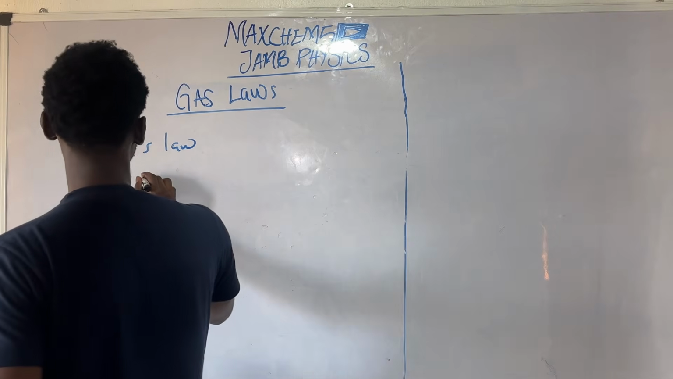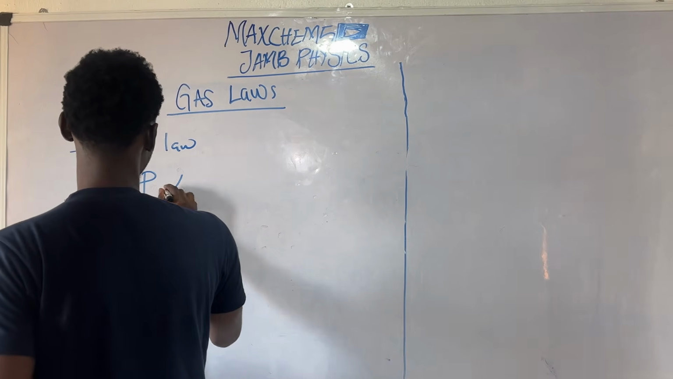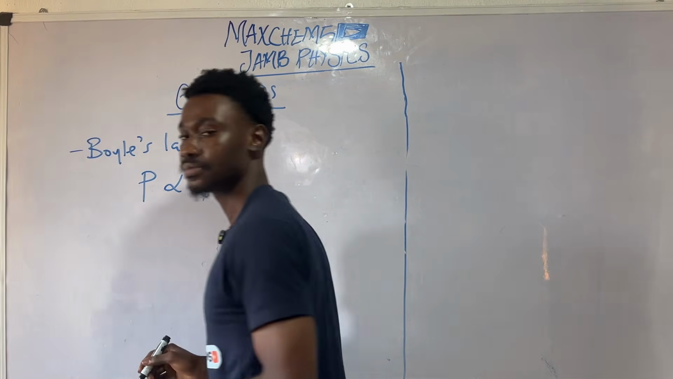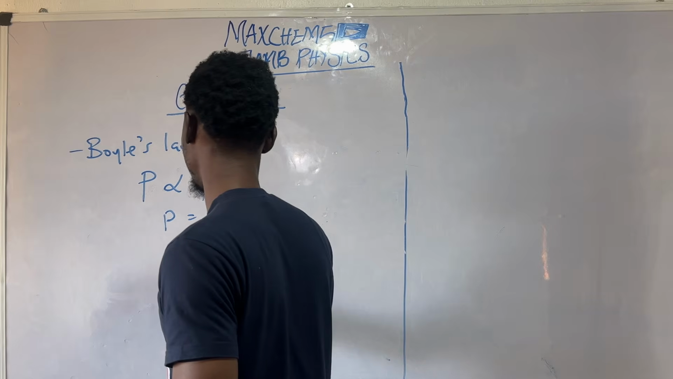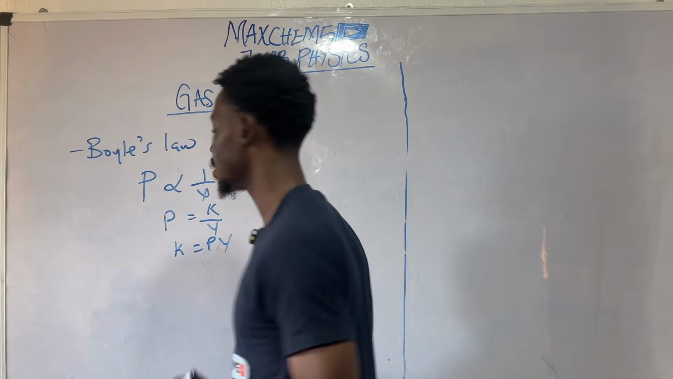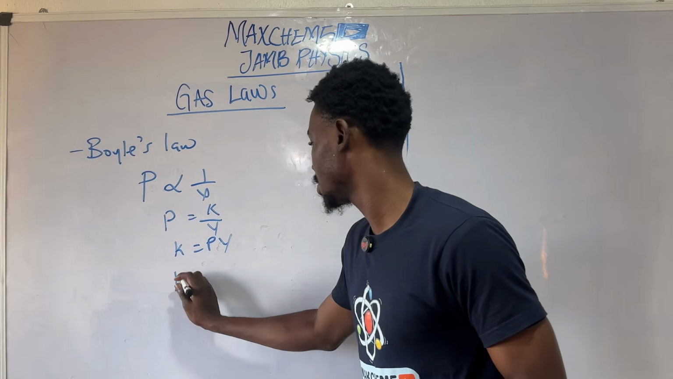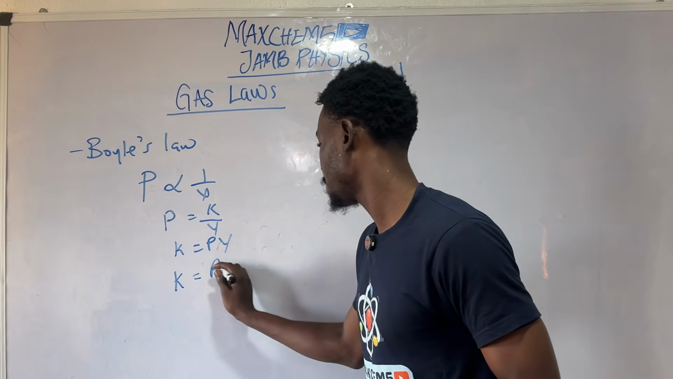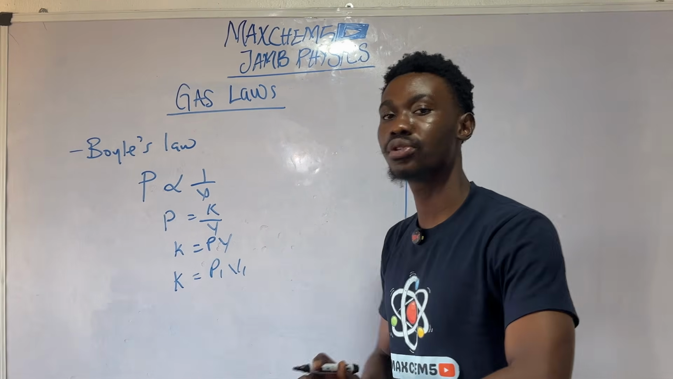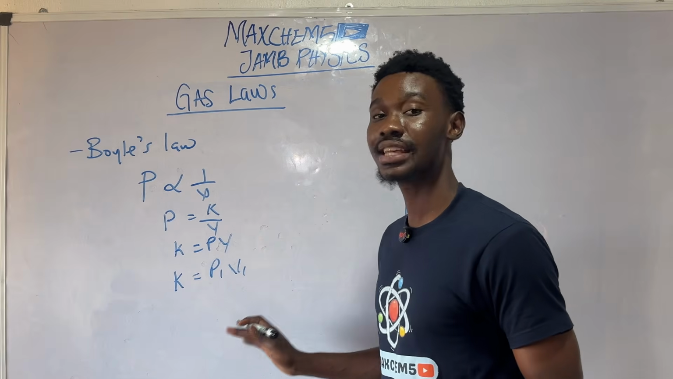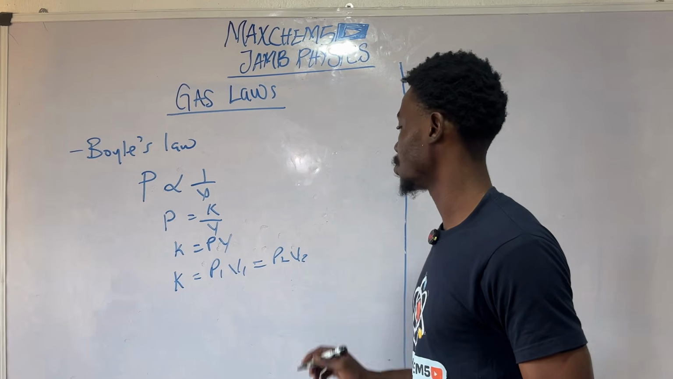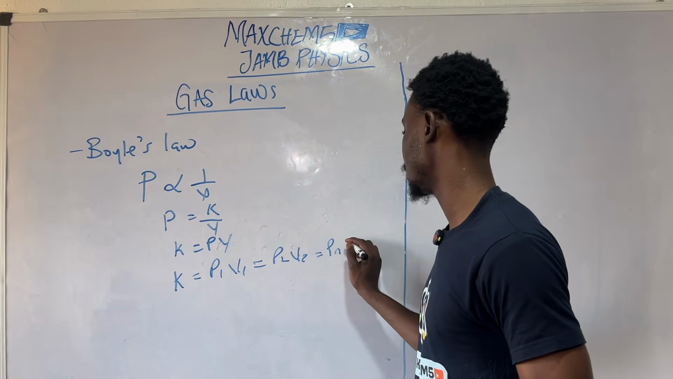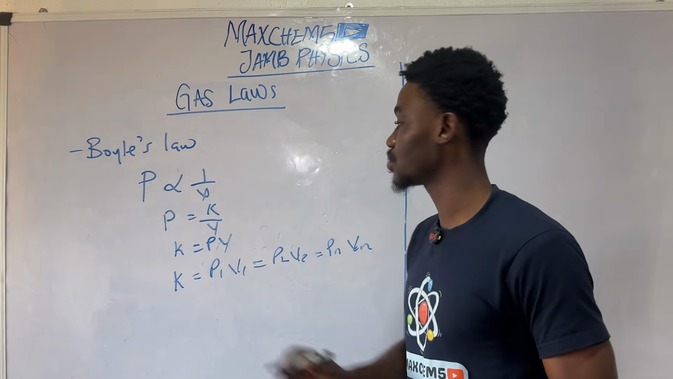Mathematically, Boyle's law can be written as P is inversely proportional to V. So you can say P is equal to K over V. So you can say K is PV. So you have K to be P1 V1, because the product would always give you the same constant, is equal to P2 times V2 is equal to Pn times Vn. So this is for Boyle's law.